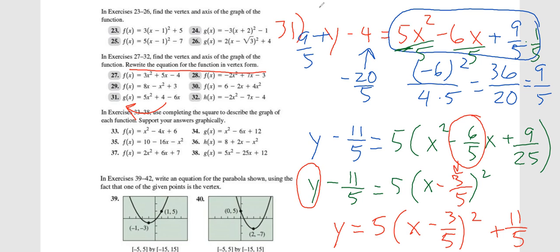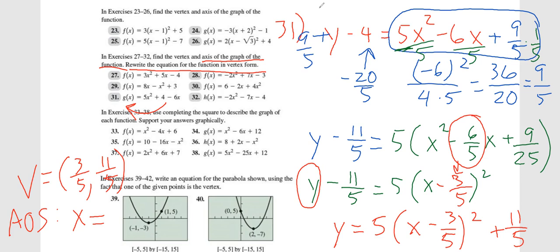Now, it's asking me for the vertex. Okay, so the vertex of this one is positive 3/5, positive 11 fifths. Kind of ugly. And the axis of symmetry, it says the axis of the graph of the function. They mean the axis of symmetry, the AOS, as we call it in the industry. x equals, because this is a parabola that opens up, so it has a vertical axis of symmetry, x equals 3/5. And yes, I did get that number from the x coordinate of the vertex.